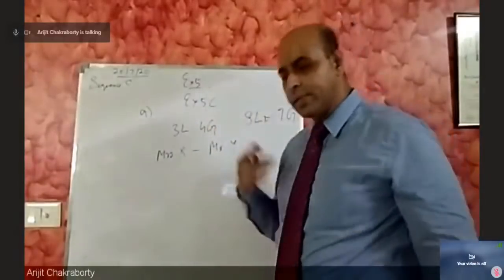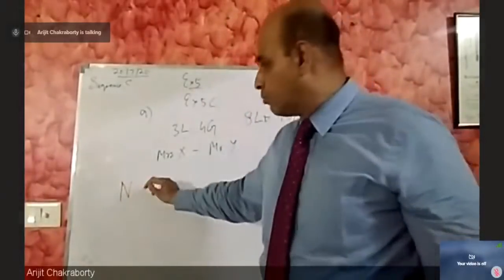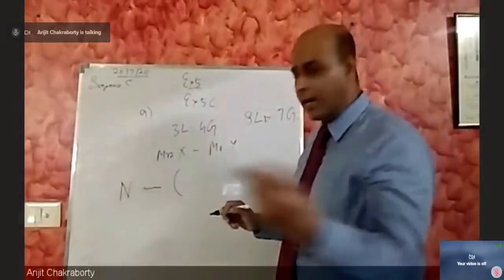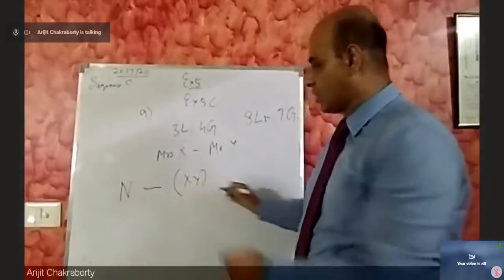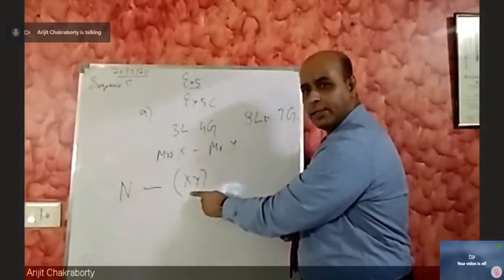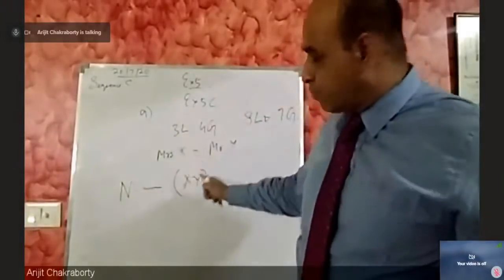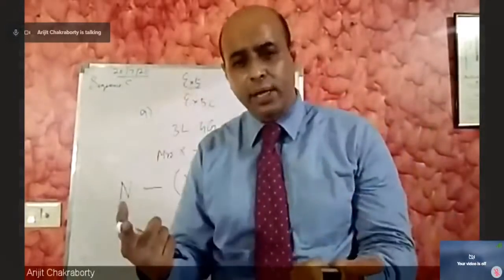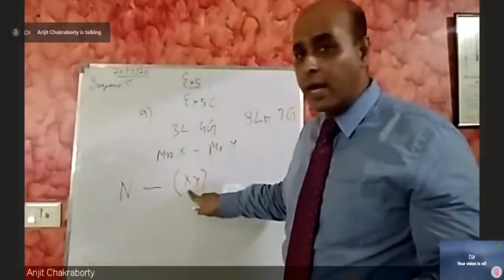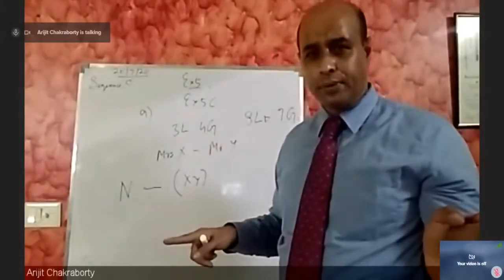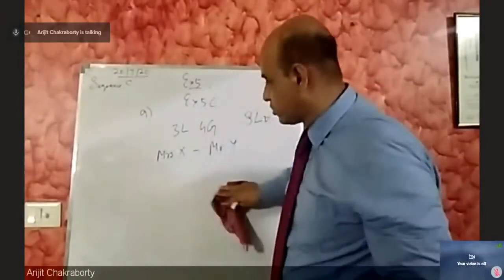In this type of case, what we do is first find out the total number of cases possible, minus the number of cases where Mrs. X and Mr. Y are always together. If you deduct, then automatically you get the number of cases where Mrs. X and Mr. Y are not together. So this is the trick, or you can call it the shortcut.